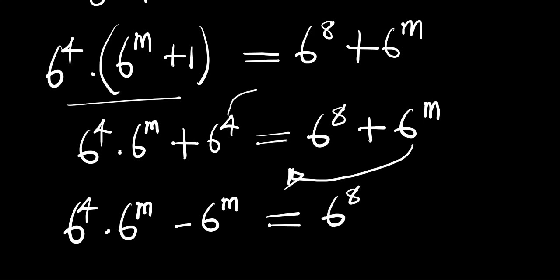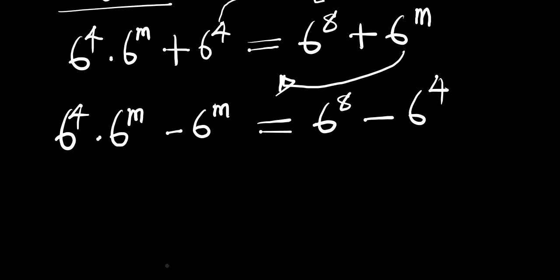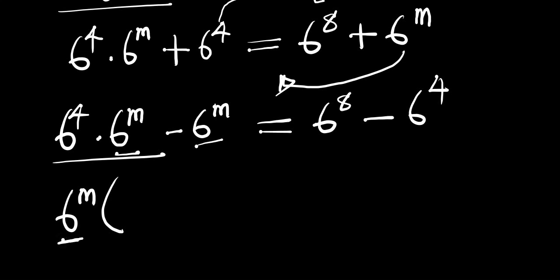We can as well move this over to this part of this equation. We have minus 6 to the power of 4. So at this point, we have 6 to the power of m here, we have 6 to the power of m here. We can factor that out, and we divide this, that is 6 to the power of 4 times 6 to the power of m, by 6 to the power of m. We are going to have 6 to the power of 4. Then we have minus, if we divide 6 to the power of m by 6 to the power of m, we are going to have 1.